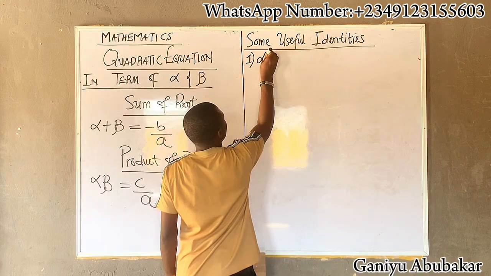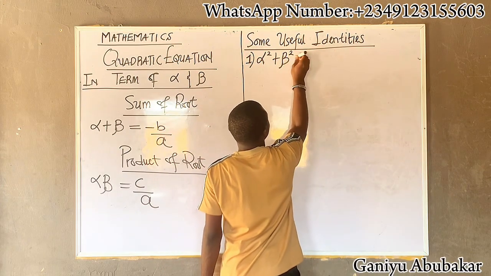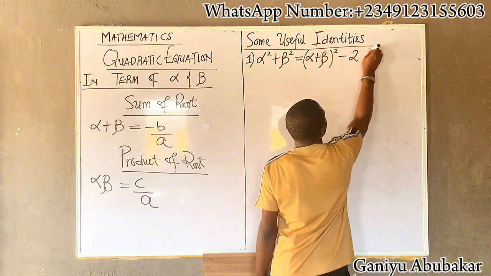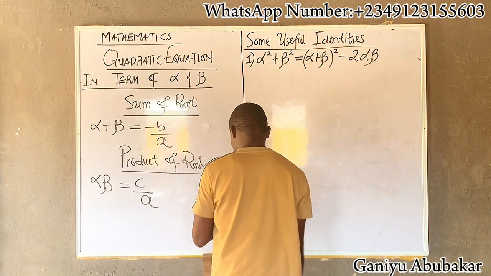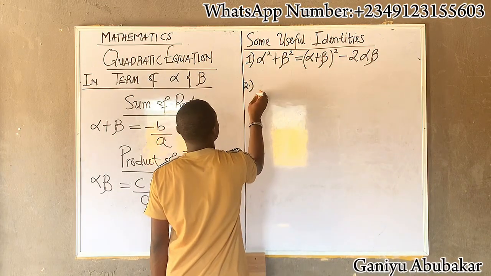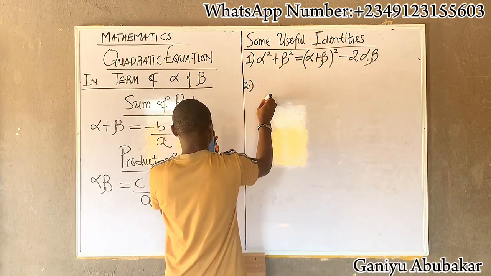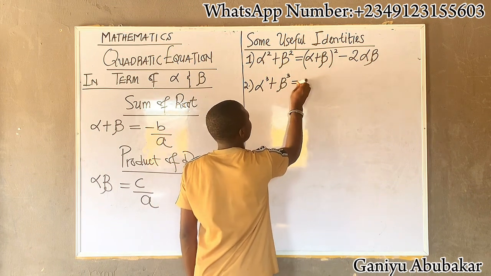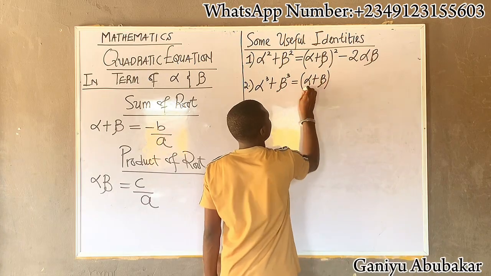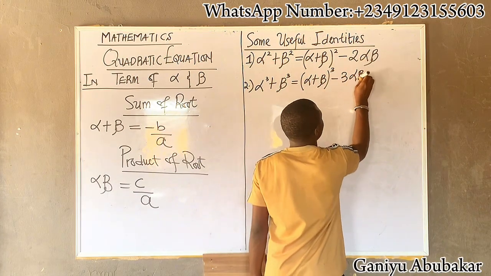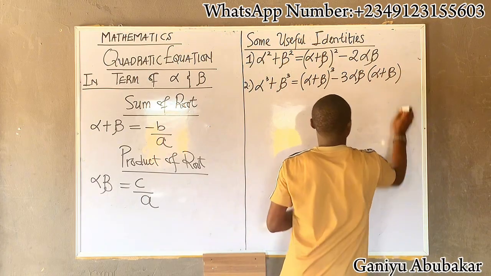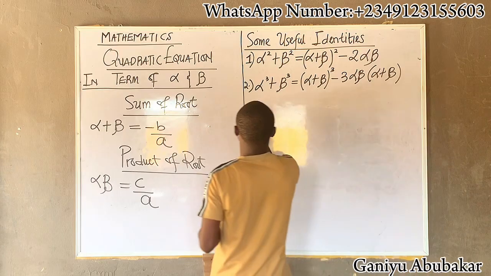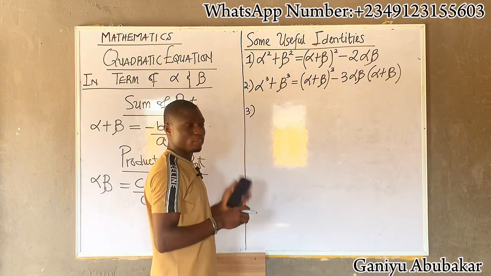Number one, alpha squared plus beta squared is equal to alpha plus beta all squared minus 2 alpha beta. The first formula you need to note. The second one: if I have alpha cube plus beta cube, this is equal to alpha plus beta all cubed minus 3 alpha beta times alpha plus beta. Master these things please, they're very important, note them often, right?